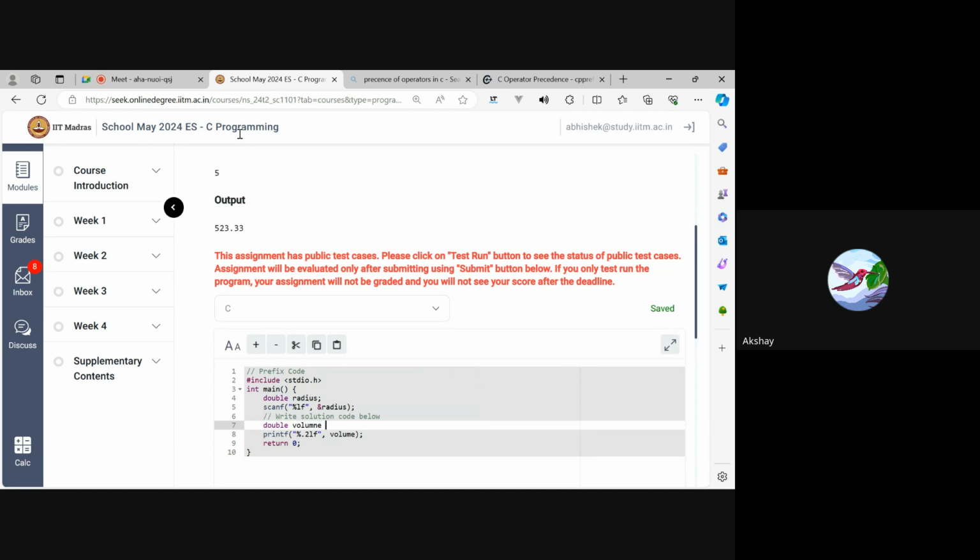Sir, I was able to do it. Can I tell how I did? Sure. Yeah. Why not? I initially just declared a double variable volume, and then I took three more double variables, A, B, and C. I used A being 4 by 3, C being 3.14, and then B being radius into radius into radius, that is radius cubed.